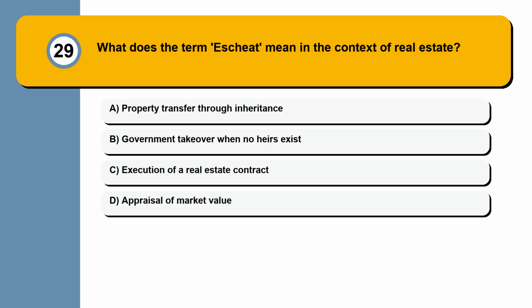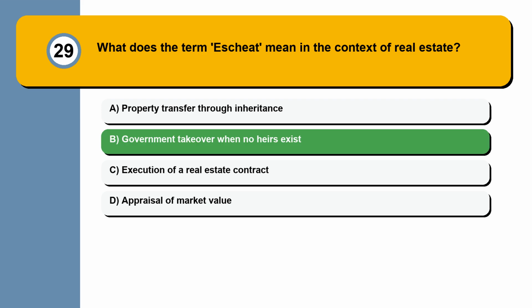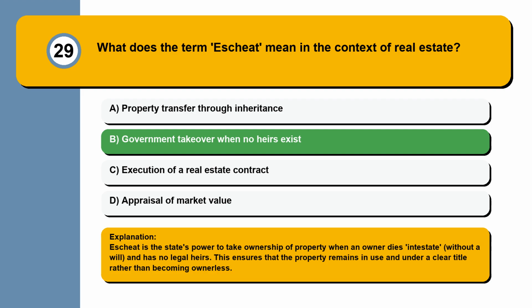Question 29. What does the term escheat mean in the context of real estate? Property transfer through inheritance, government takeover when no heirs exist, execution of a real estate contract, appraisal of market value. Escheat is the state's power to take ownership of property when an owner dies intestate without a will and has no legal heirs. This ensures that the property remains in use and under a clear title rather than becoming ownerless.